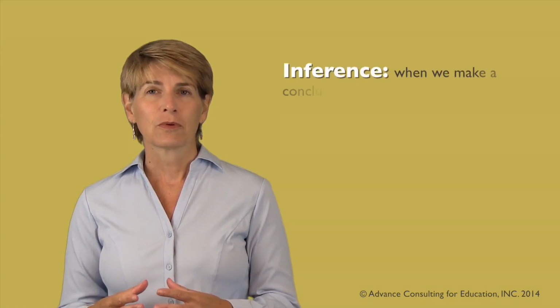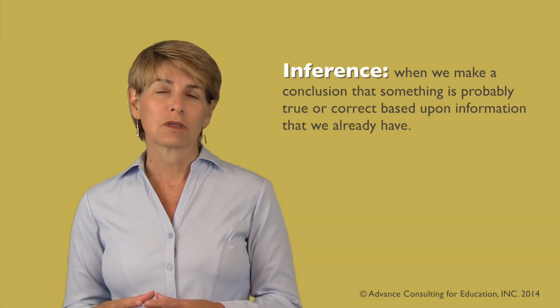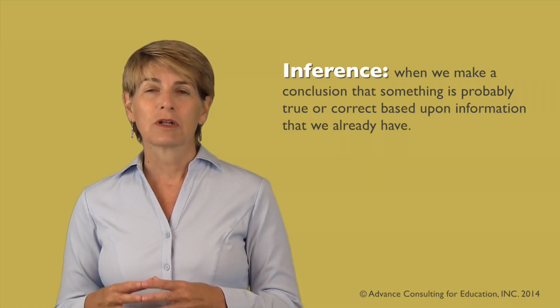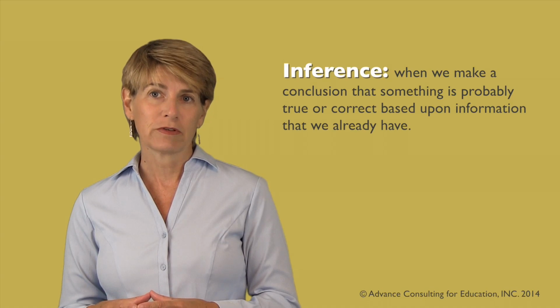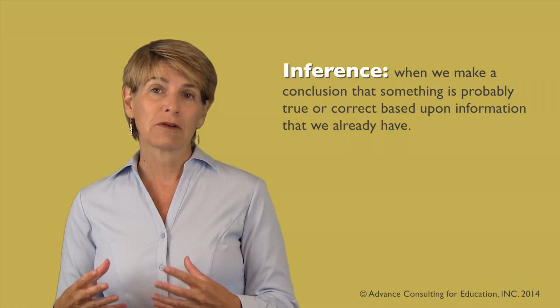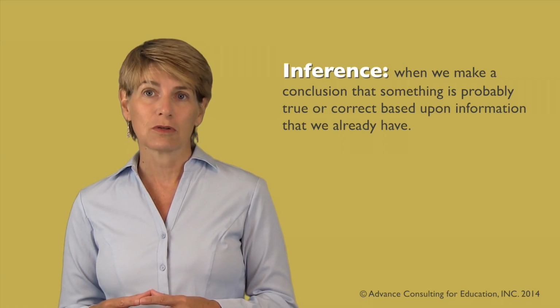The next critical reading skill that students need is the ability to identify inference, fact, and opinion. Let's start with inference. Inference is when we make a conclusion that something is probably true or probably correct based upon information that we acquired previously or information we already have. This information allows us to make this particular conclusion.